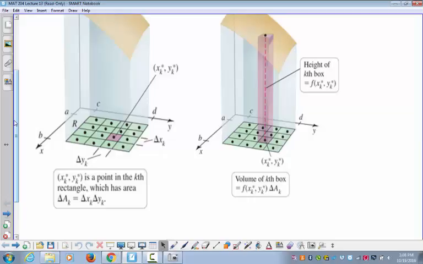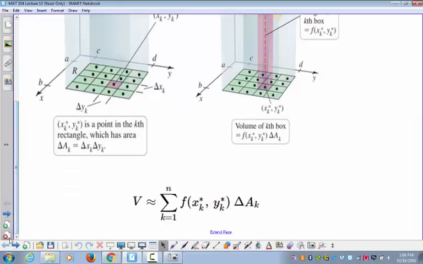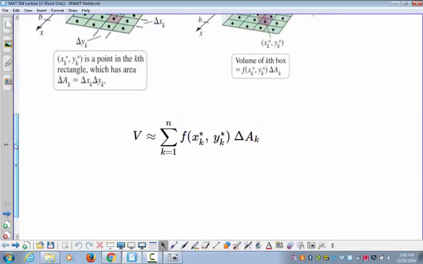So you're picking your x sub k star, y sub k star, and that point that you pick, you're finding the function value, and that's going to be the height of that parallelepiped. So the area of the kth box is the height multiplied by the area of the base. Right? And then what we're going to do, like we did in Calc 1, we're going to define the volume. So first we start without the limit, and we say the volume's about the sum of all these parallelepipeds. The volume's about that.